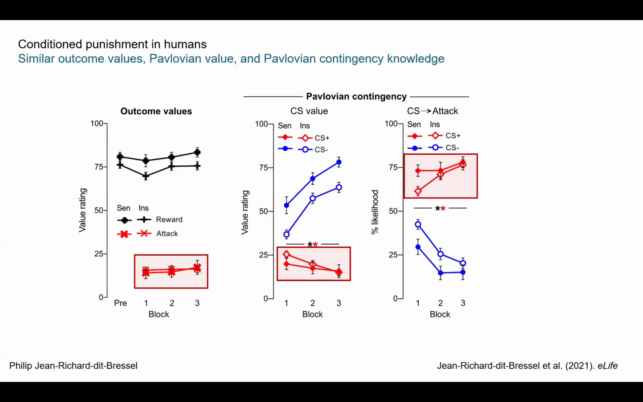Everybody likes reward. Nobody likes punishment. We ask them to rate the value of reward, and we ask them to rate the value of punishment, and they tell us, yep, I like earning points and I don't like losing points, right? Everybody knows which ship is bad news. They can tell us that, yeah, this ship leads to attack, this ship does not lead to attack, and our sensitive and insensitive participants are fine at that. And the consequence of that is that they place different values on those ships. So they tend to value or like the ship that doesn't lead to attack, and they dislike the ship that does lead to attack.